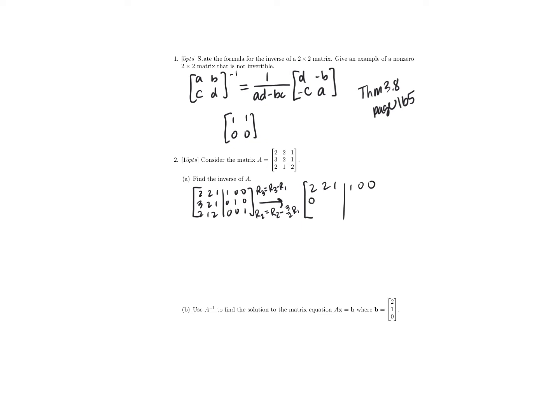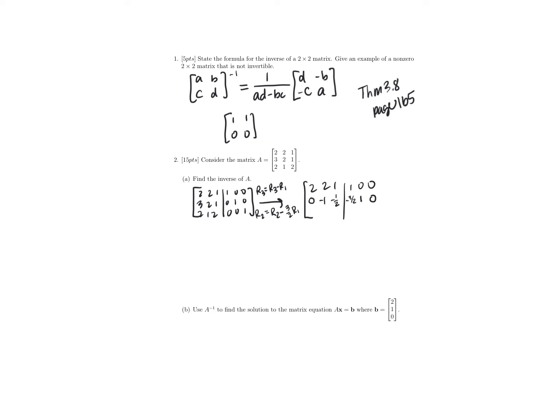So that's going to be 0 there. Here it's going to be negative 3 halves. And then I did 2 minus 3 halves times 2. So that will be 2 minus 3, so that'll be negative 1 there. And then 1 minus 3 halves would be negative 1 half. And so this would stay 1, and that would stay 0.